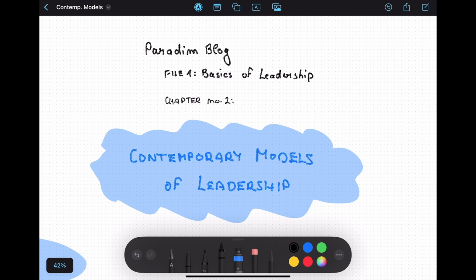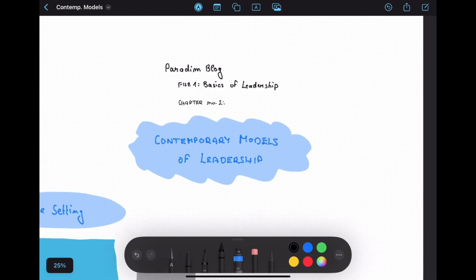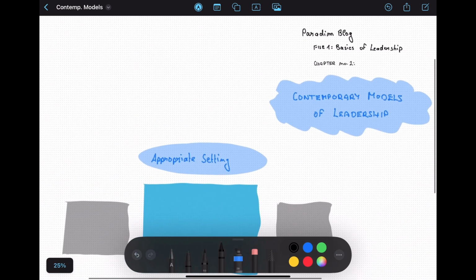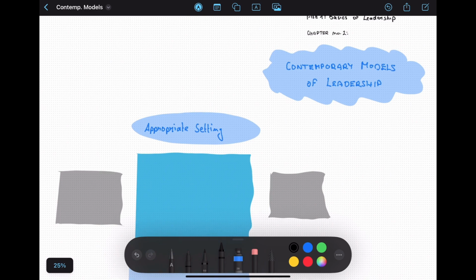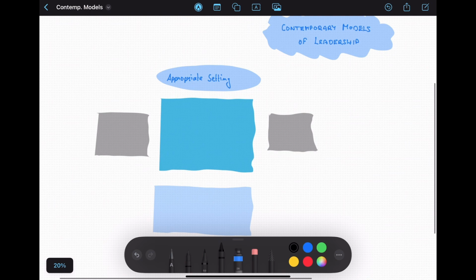First file of contents deals with the basics of leadership, and we are in its second chapter, entitled Contemporary Models of Leadership. This video looks into a setting that is required when we want to follow those models in practice.